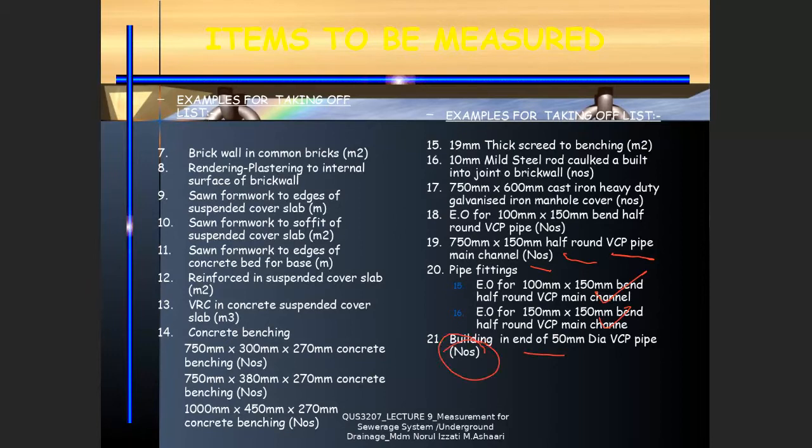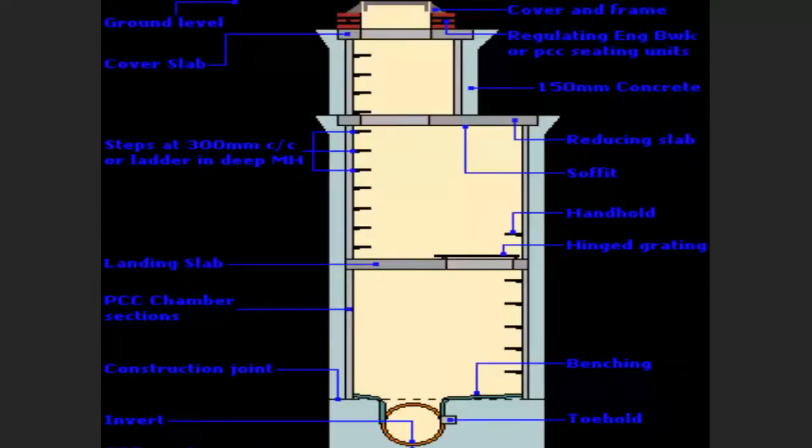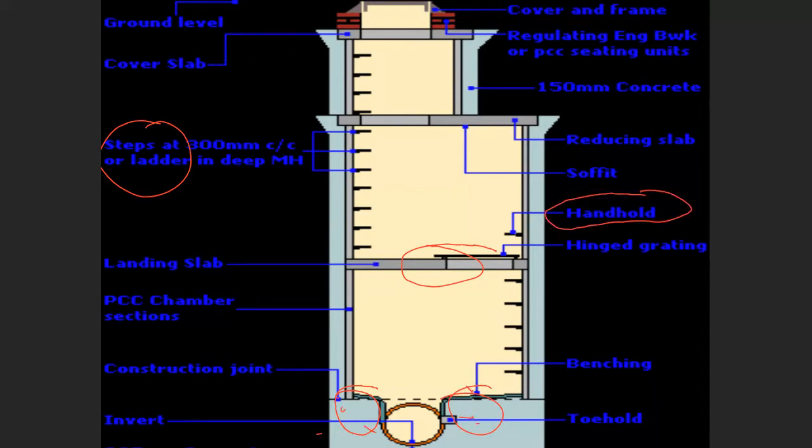Okay, so what you have to prepare is truly according to the detail that you can see. Okay, this is another example where you can see the step, you can see the landing slab in between, you can see the benching. Here, can you see? Left and right benching. You have the handhole. So this is where you have step construction of the manhole. That's why you have the landing slab.